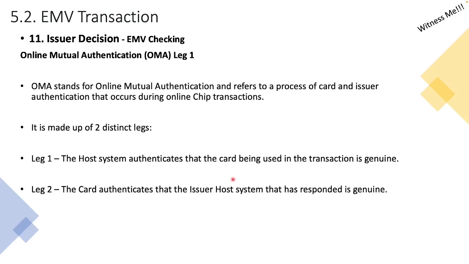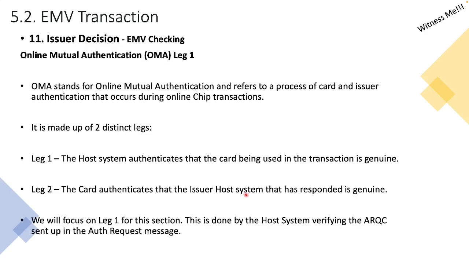Leg two is where the card authenticates that the response it received actually did arise or emanate from an authorized issuer host system. So in other words, the message it received is genuine. Right, and this is leg two, also referred to as ARPC validation. So we'll focus on leg one for this section. It is done by the issuer host system, and it verifies the ARQC that is sent up in the online transaction.